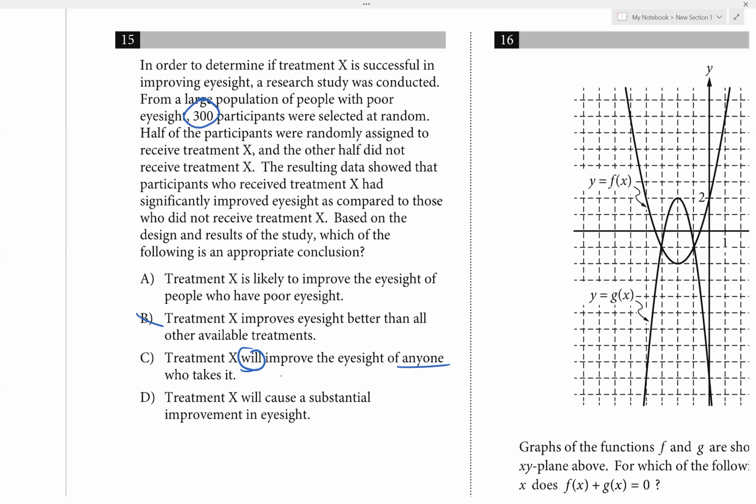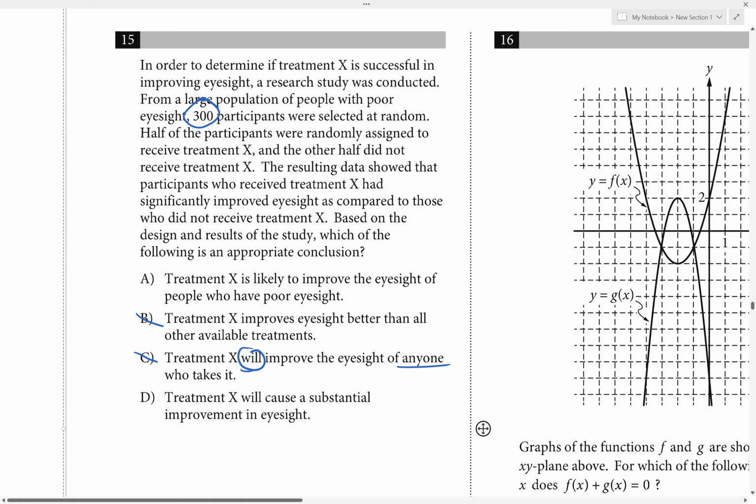We're saying it works for everybody. We have to have some experiment to show that it works for the whole population, which is not the case because we're only selecting 300 people out of the population. It's likely to work, but we could always have some exceptions. It could have a couple of people that it doesn't work for. So C is not the best answer, because an extreme answer, unless we're 100% certain, is more likely to be incorrect.